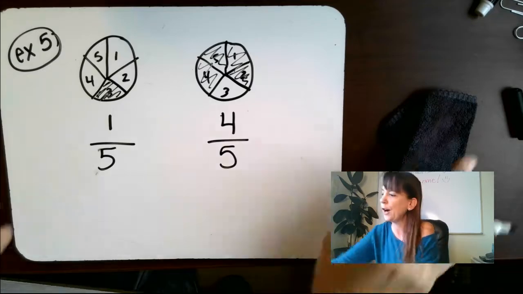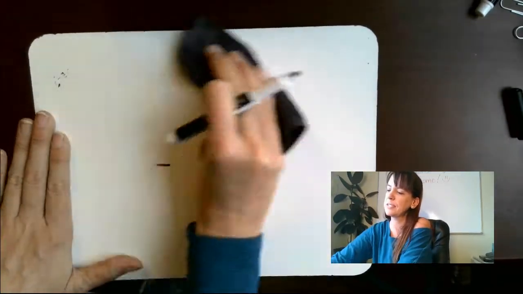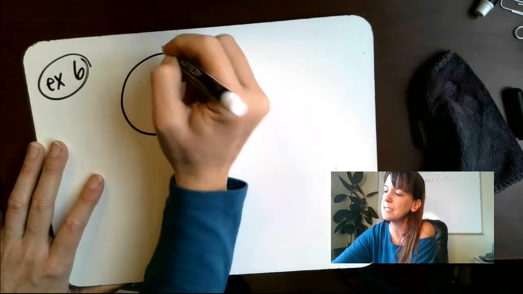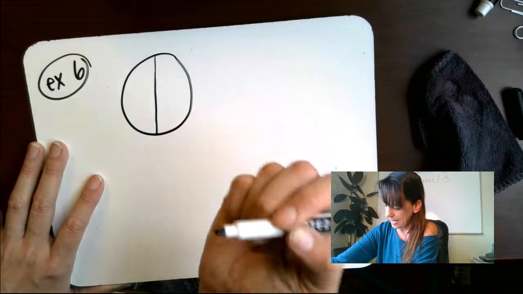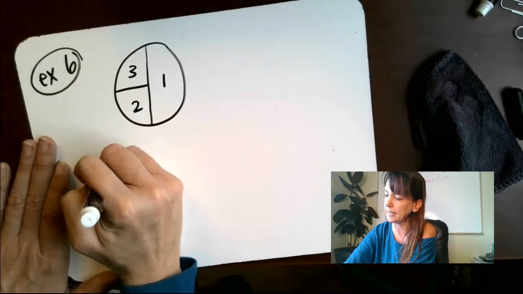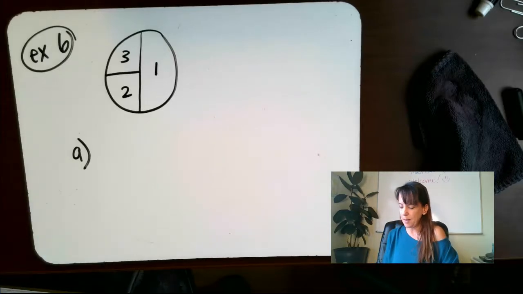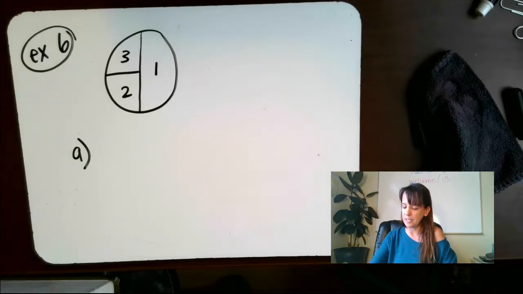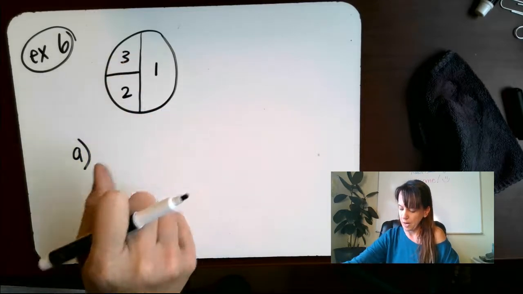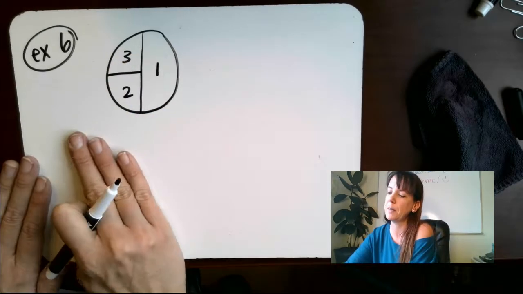Okay, so the next one, example number 6. We have this spinner, but it's not divided equally. It is divided like this, and it says 1, 2, and 3. The face of a spinner is divided into 1/2 and 2/4 as shown. What is the probability of the spinner stopping on 3?